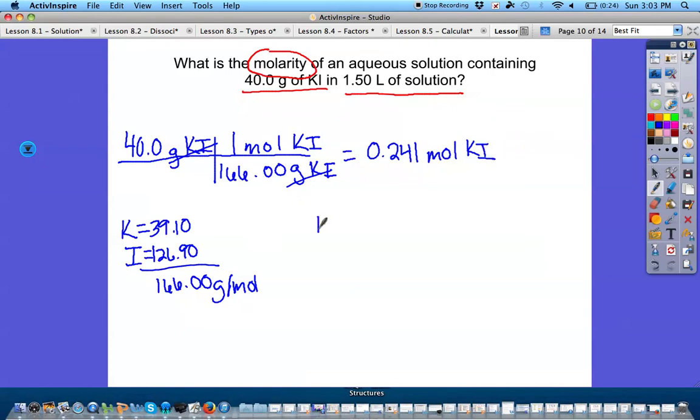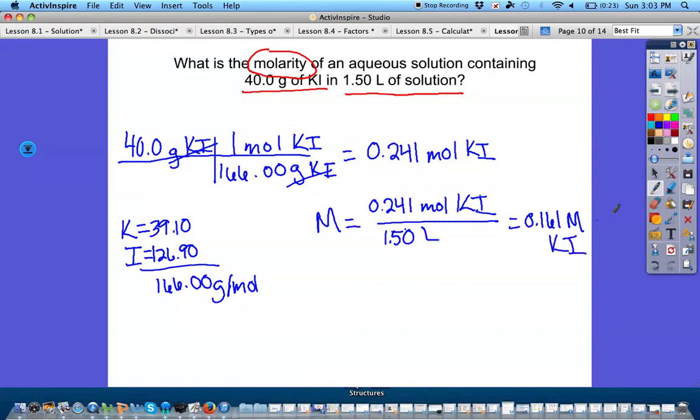So now we need to plug it into our molarity equation. 0.241 moles of potassium iodide divided by 1.50 liters. That is going to give us 0.161 molar solution of potassium iodide.